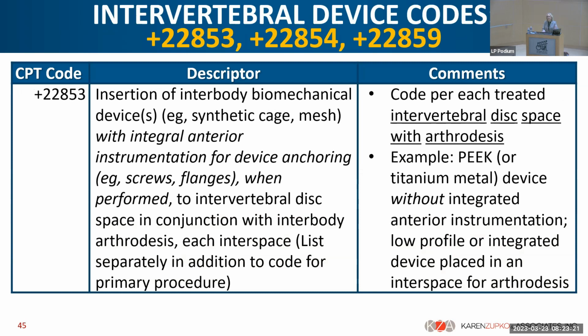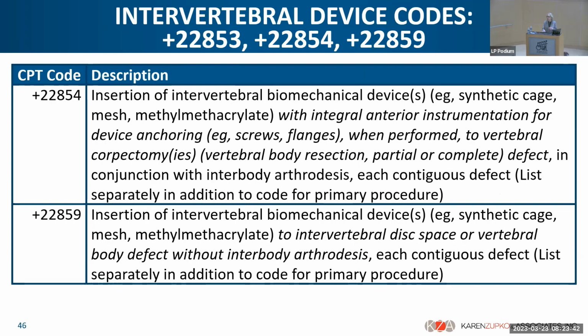This is for ACDF or posterior TLIFs, where we're placing an interbody device, preparing the end plate, sizing it, and placing that interbody device. And this can be for an integrated device, one that has a plate that's meant to go with it, or for just an individual PEEK cage. Same thing with this, a 22854 is for a corpectomy defect. So this is by diagnosis, this is your interbody device code.